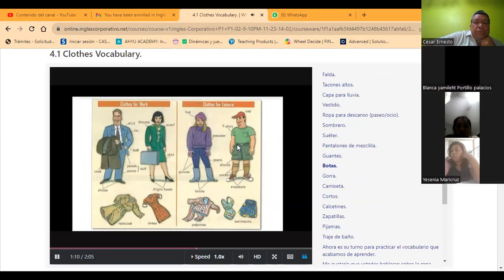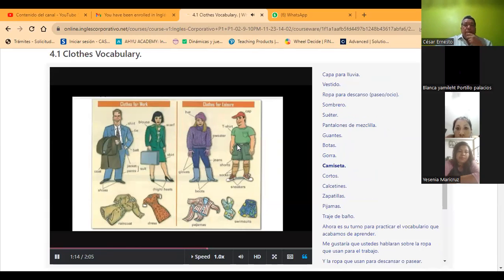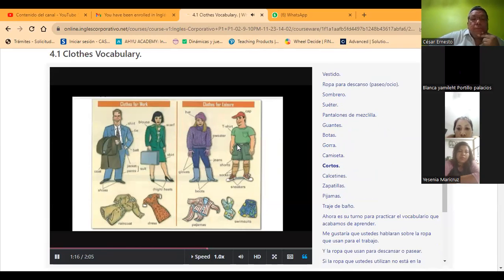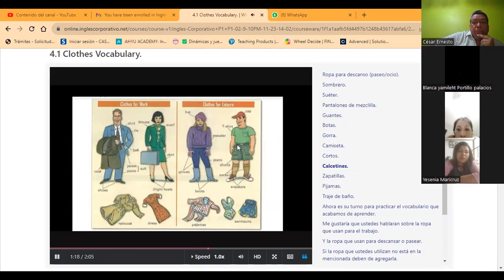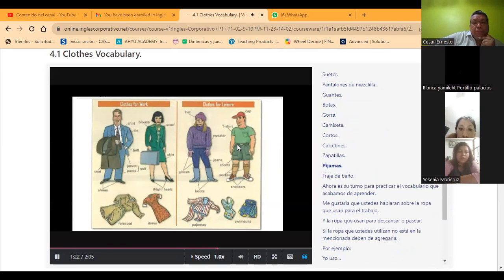Boots. Cap. T-shirt. Shorts. Socks. Sneakers. Pajamas. Swimsuits.